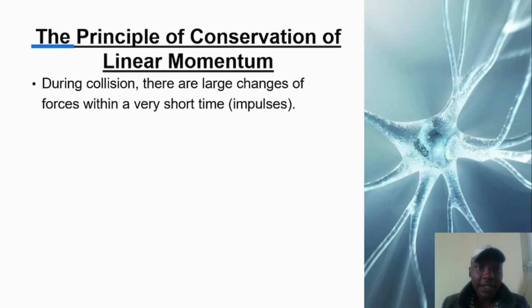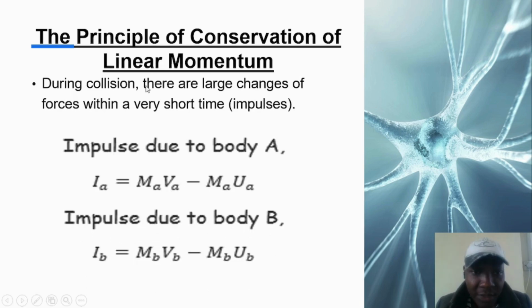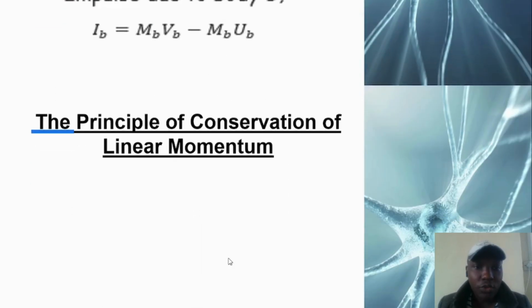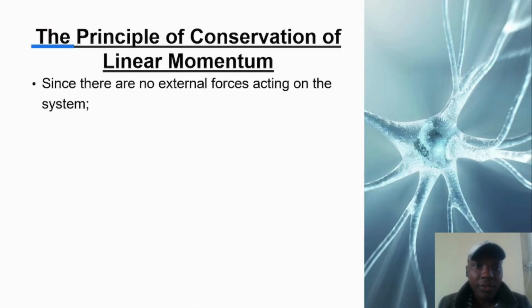During the collision, there are large changes of force within a very short time, what we call impulses. Impulse due to body A is equal to mA vA minus mA uA. Impulse due to body B, IB, is equal to mB vB minus mB uB. So that you can get the impulses of both bodies.